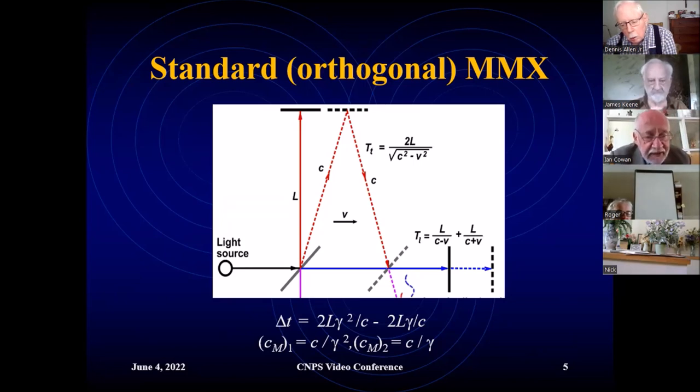Now, I defined a kinematic speed, which is simply the distance traveled, which is 2L, over the time. I call that CM, in motion. So CM1 is c over γ² and CM2 is c over γ. Now, again, those people like Wesley and the mainstream who say that there's no difference would say that CM1 equals CM2, but I say they're different, even for the orthogonal case.